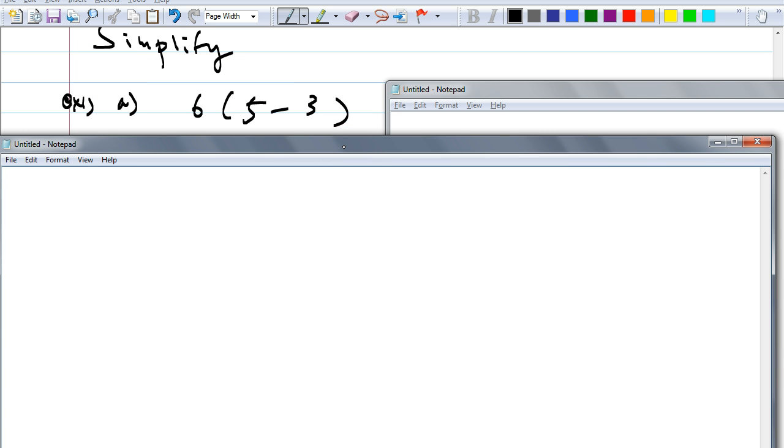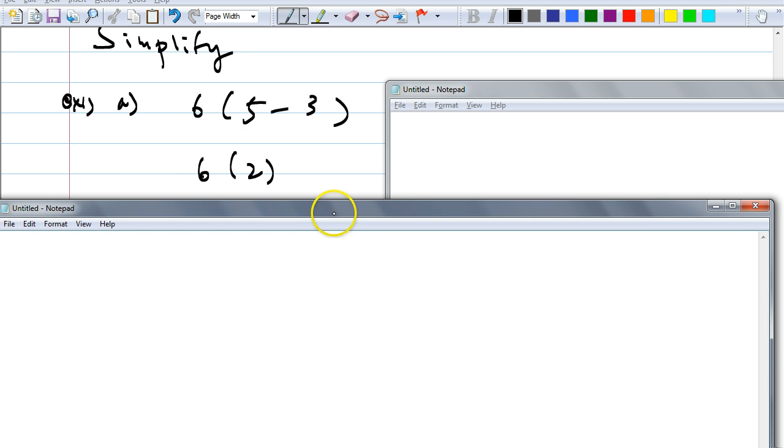Let's do a simple example. Example 1a says 6 times parentheses 5 minus 3, close parentheses. So obviously, are we going to multiply 6 times 5 first? No. We're going to use order of operations. And we're going to do what first, guys? Class, everybody? 5 minus 3. There you go. Go ahead, everybody finish it up and see what you get. So, did you all get 6 times 2, right?